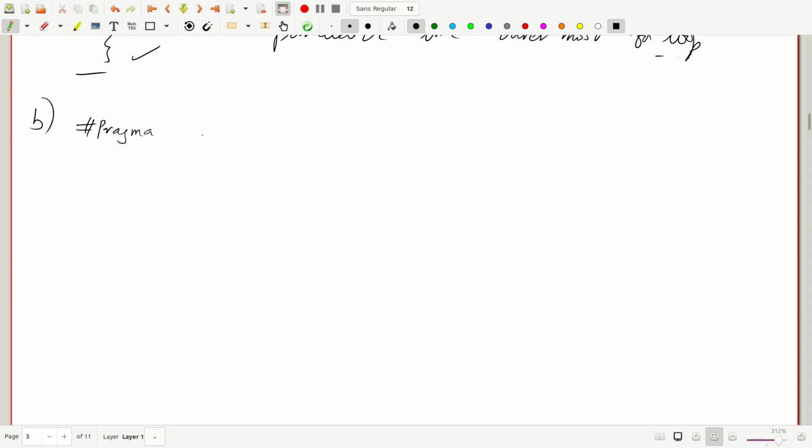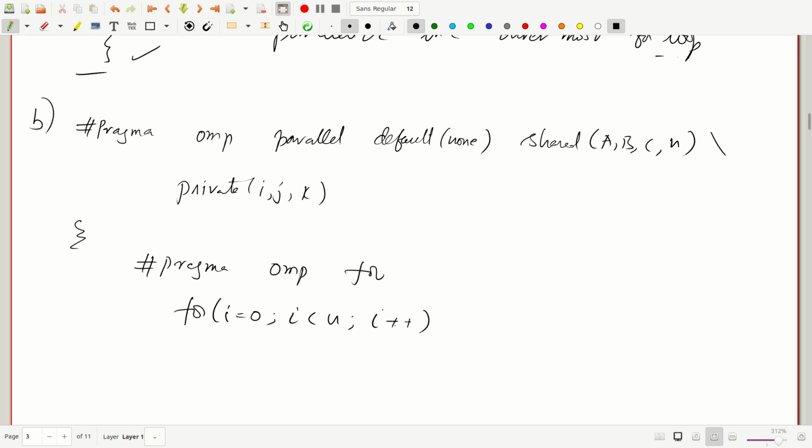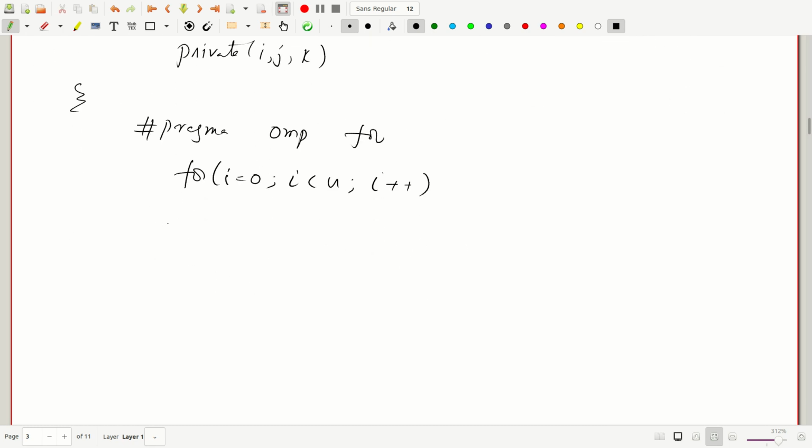So we have #pragma omp parallel, again with default(none), shared A, B, C as well as N, and the private variables are the same as before: I, J, K. Then you have #pragma omp for, and then the outermost for loop, that is for i equal to 0, i less than n, i plus plus. You can write similar things for Fortran as well, which I haven't written here.